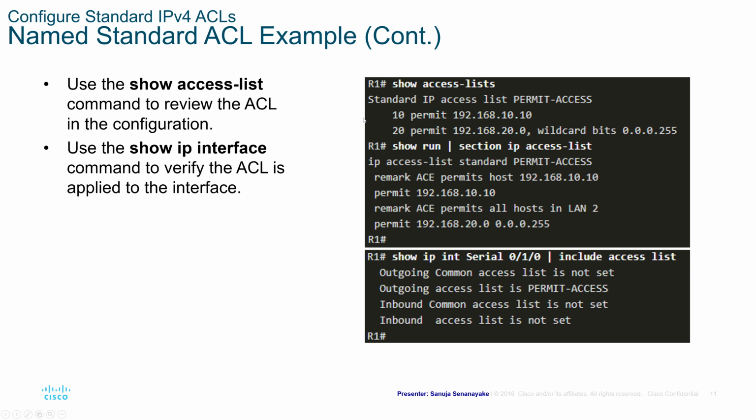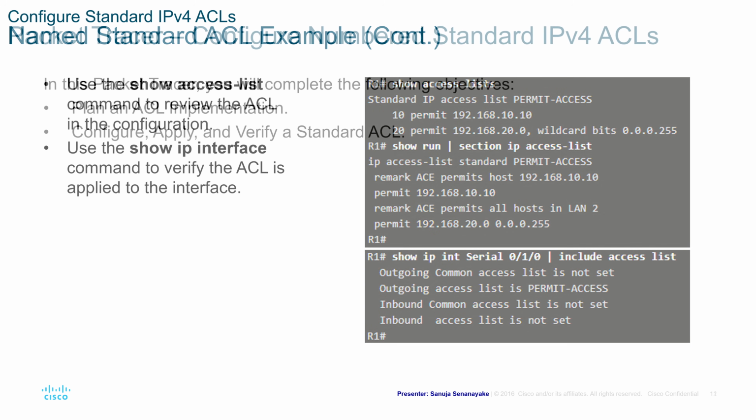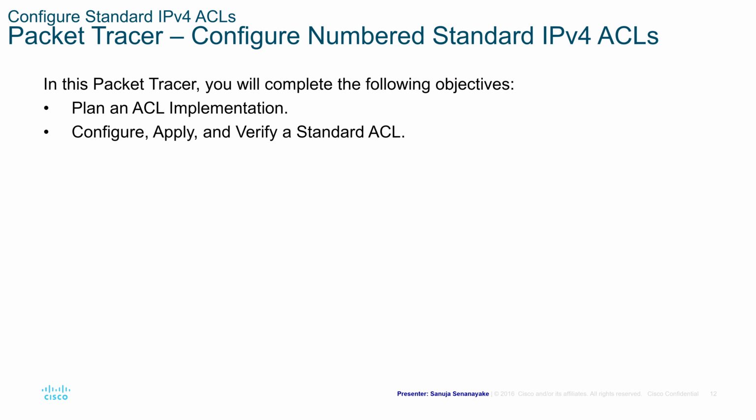I will go through these examples in a live lab demonstration on a separate video. But for now, just know how these processes work so that you have an idea about how to configure them. There is a Packet Tracer file called Configure Numbered Standard IPv4 ACLs. If you have access to this Packet Tracer file, please go ahead and do it right now. If you do not, I will find a copy of this file and do a live demonstration later.